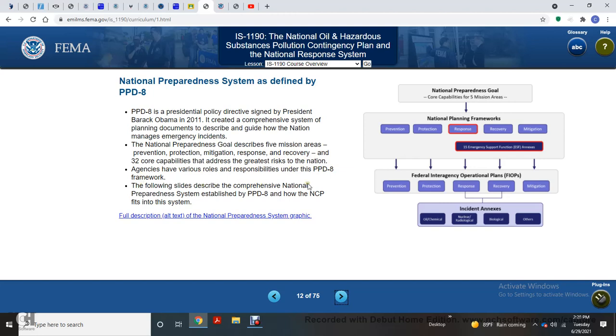The following slides describe the comprehensive National Preparedness System established by Presidential Policy Directive 8 and how the National Contingency Plan fits into the system. It shows the national preparedness goals: prevention, protection, response, recovery, mitigation, federal interagency operational plans, and planning. Same thing: prevention, protection, response, recovery, mitigation, incident annexes, and incident annexes.